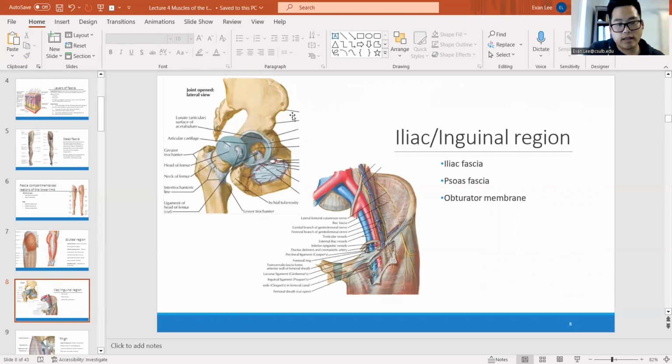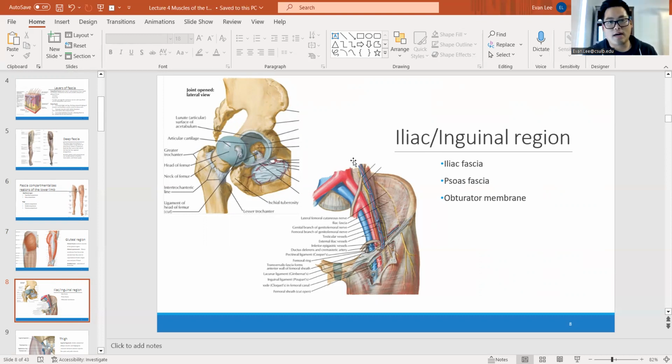The first of which is the iliac fascia, which covers the iliacus over here. Psoas fascia, as it might suggest, covering the psoas major over here. And then the obturator membrane is something that we've talked about, and it also got brought up with the obturator muscles.